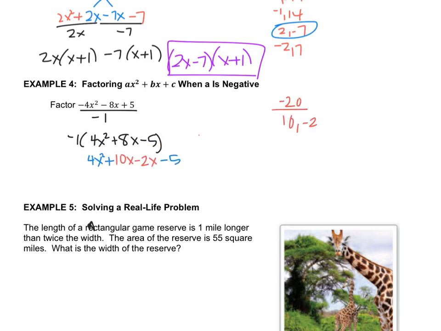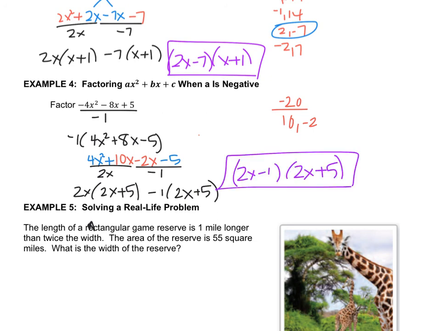So that's the pair, and then I split the middle. Let's keep going. My GCFs were 2x and negative 1. So my final answer was 2x minus 1 and 2x plus 5.